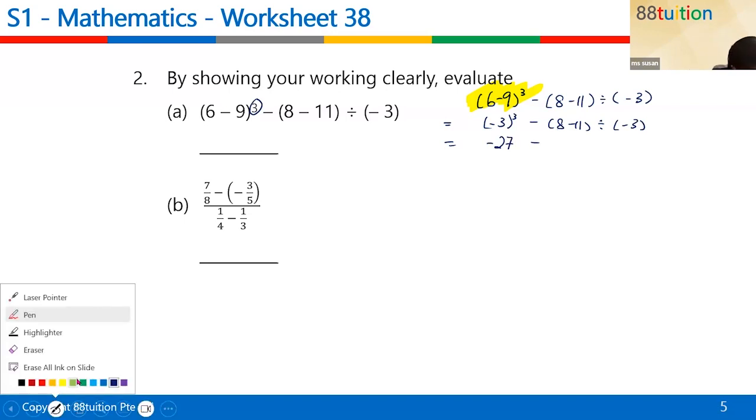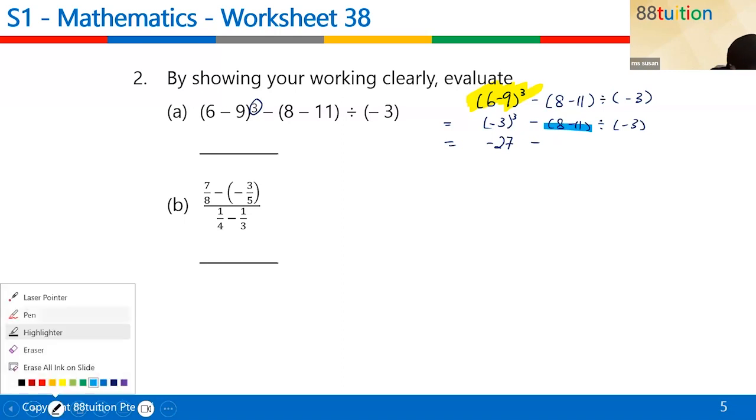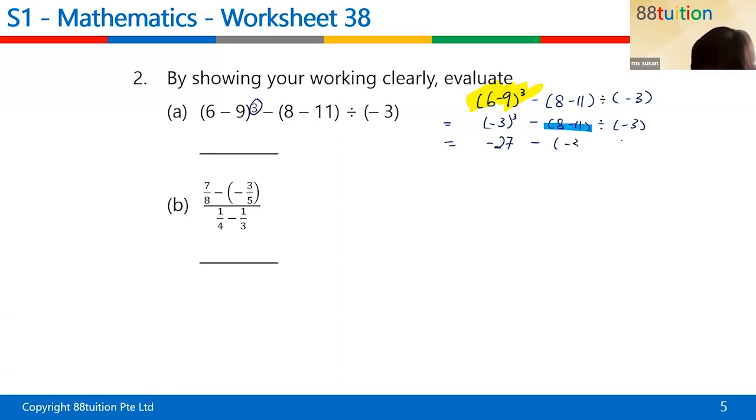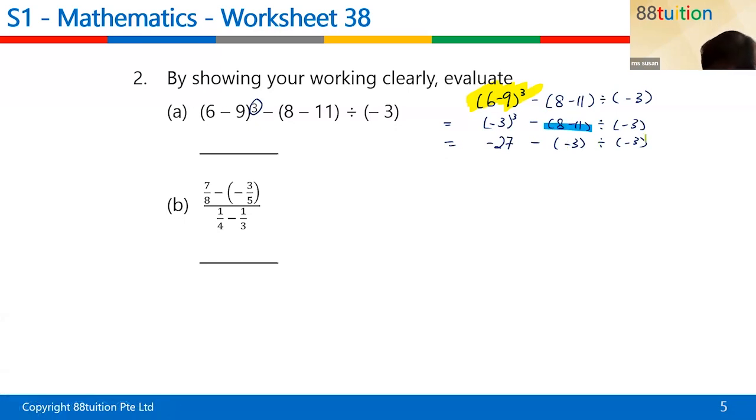So what is the next thing you should do now is this portion whereby you have 8 minus 11. Okay, so what is 8 minus 11? Negative 3 divided by this. Okay, so having done that, what is the next thing you should do is do division first. Okay, so let's take a look at this division. Minus 3 divided by minus 3, what do you get? Okay, so minus 3 divided by minus 3 is 1, right? So you get negative 28. Okay, minus 27 minus 1. So you get minus 28.